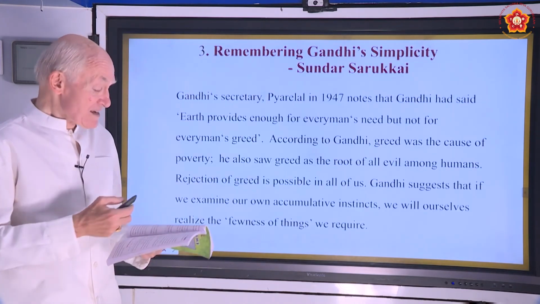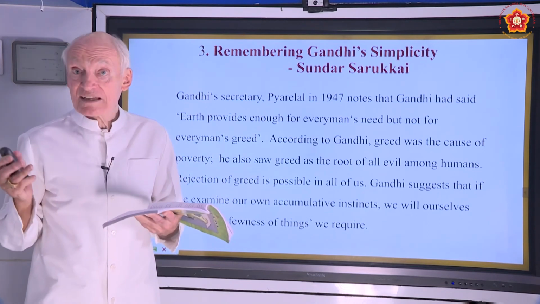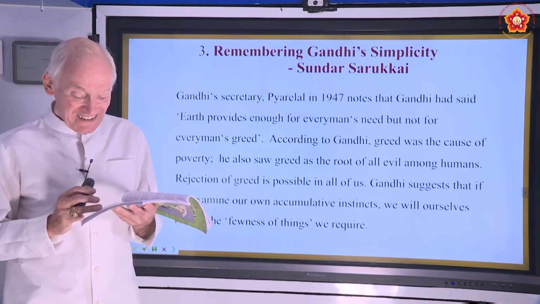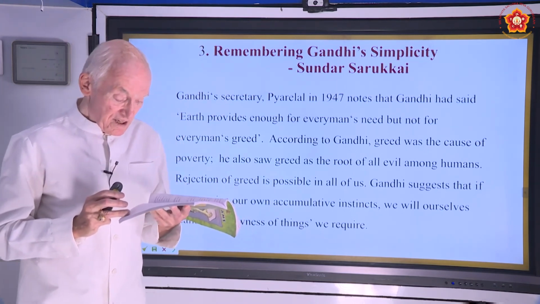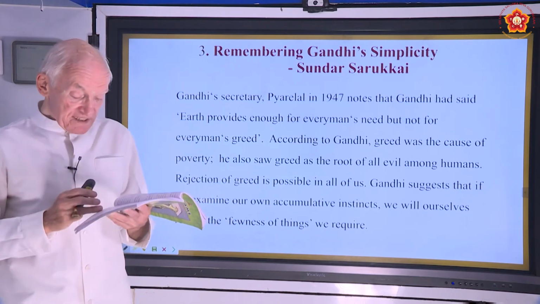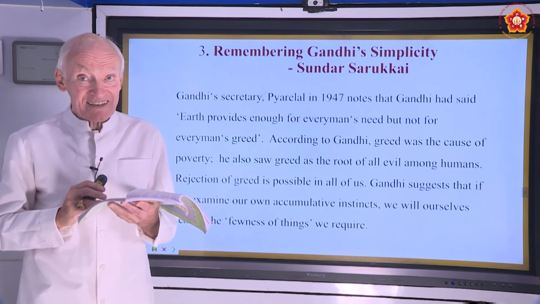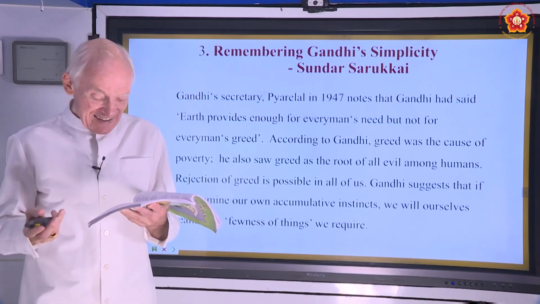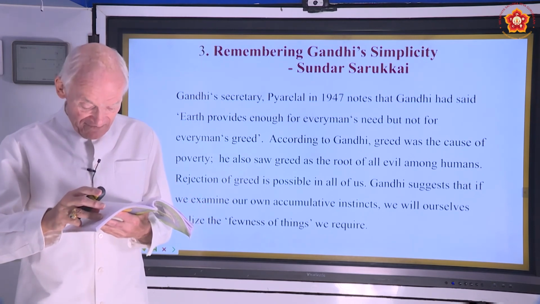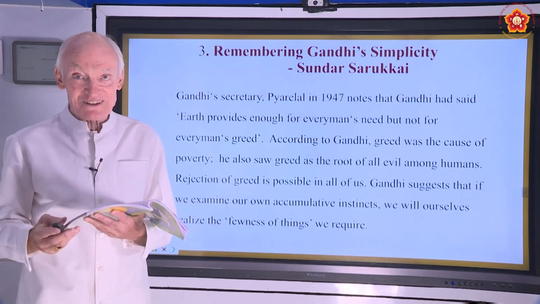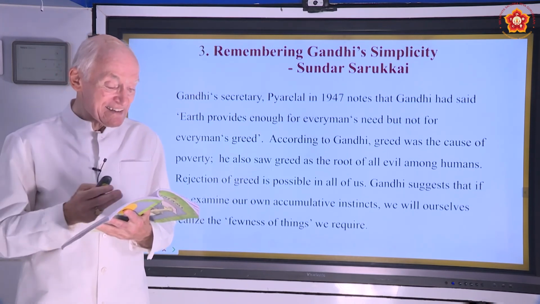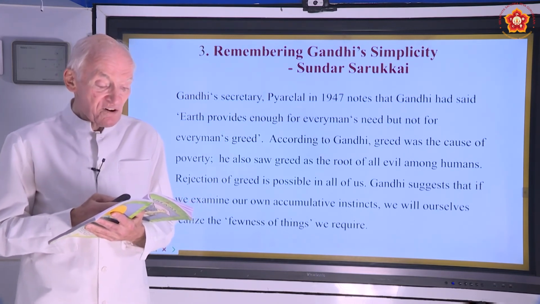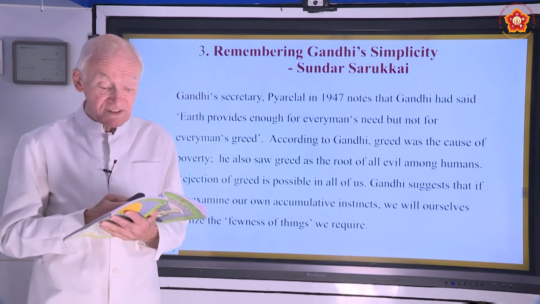Let's go ahead. They've given us one more passage, and this is a literary text passage. It's called Remembering Gandhi's Simplicity by Sundar Karika. Gandhi's secretary, Pyarelal, in 1947, notes that Gandhi had said, "Earth provides enough for every man's need, but not enough for every man's greed." According to Gandhi, greed was the cause of poverty. He also saw greed as the root of all evil among humans.